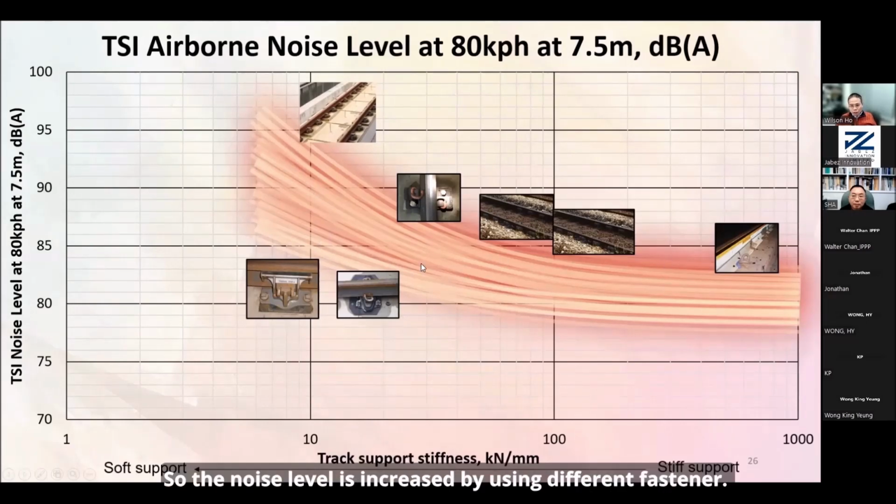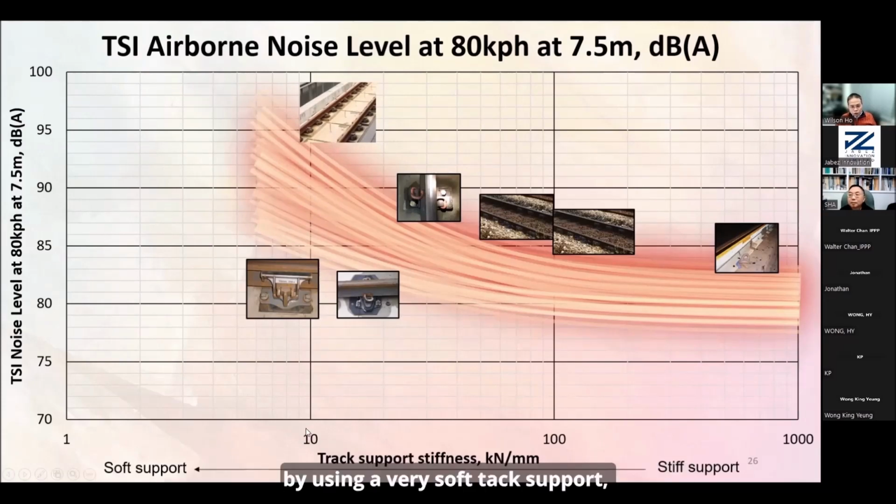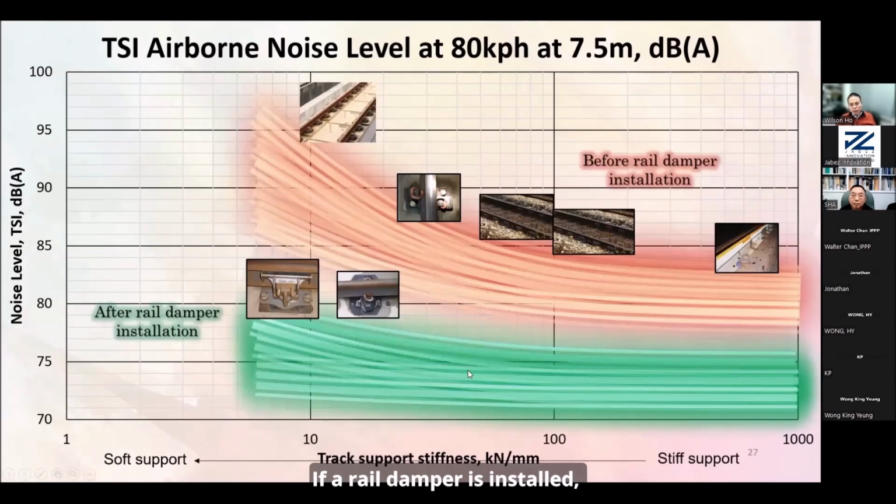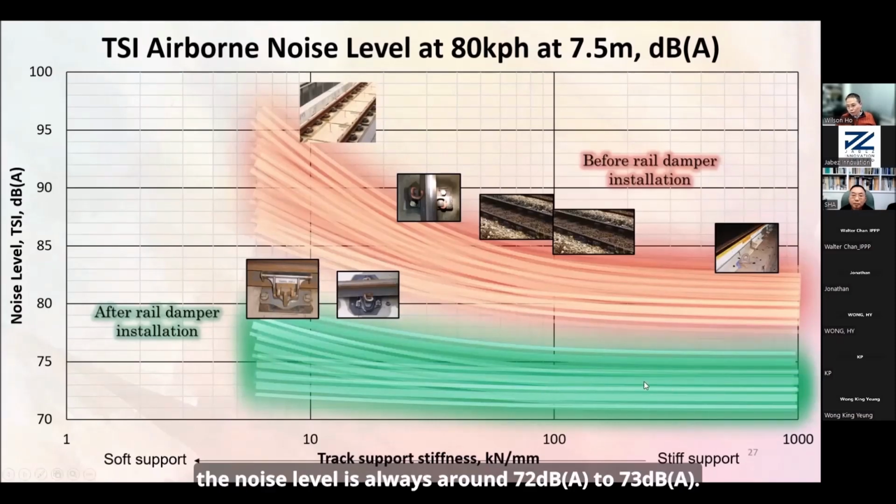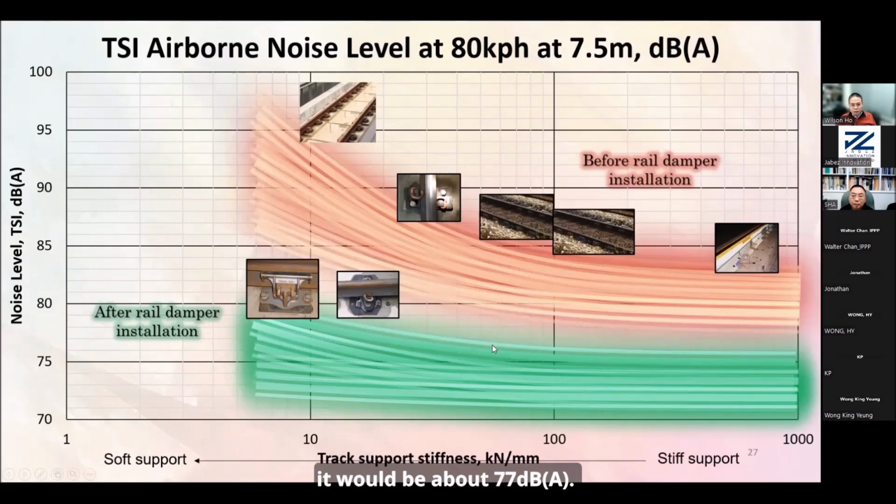So the noise level is increased by using different fasteners. If they want better ground-borne noise control using a very soft track support, such as this case, then the airborne noise level will be increased by 10 dB. If we put in a wheel damper, it is always around 72, 73. If we only have 1/4 installation, this line would be 77. If half installation, it would already be around 75. If every space is installed with the wheel damper, it would be 73.